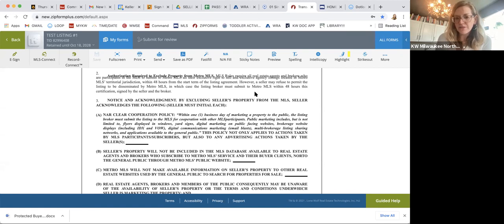But again, also back to those privacy reasons, just a seller who doesn't want their neighborhood to know that they're selling their property. They're willing to sell it. They just don't want it out there.